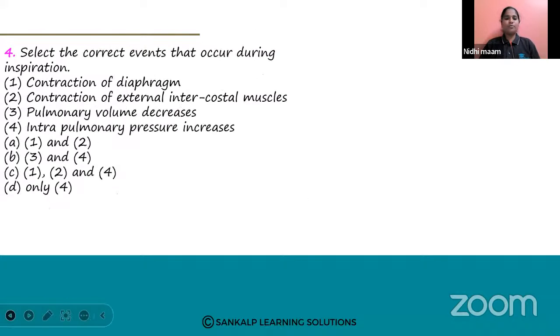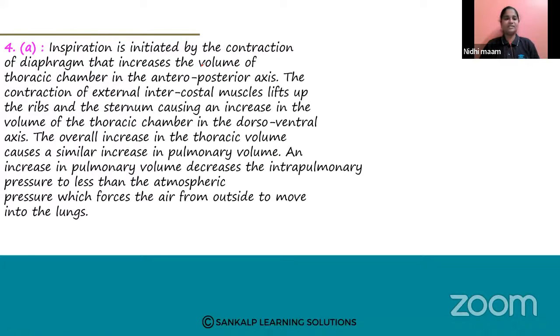The right answer is option A, that is contraction of diaphragm as well as contraction of external intercostal muscles occur during inspiration. So here you can see it is initiated by the contraction of diaphragm, and it increases the volume of the thoracic chamber. The external intercostal muscles lift up the ribs, so they move upward, and the sternum moves too, causing an increase in the volume of the thoracic chamber.